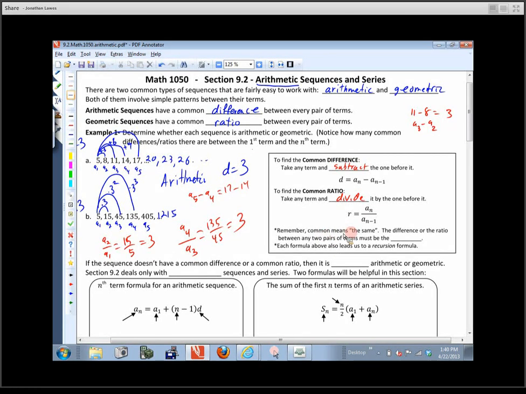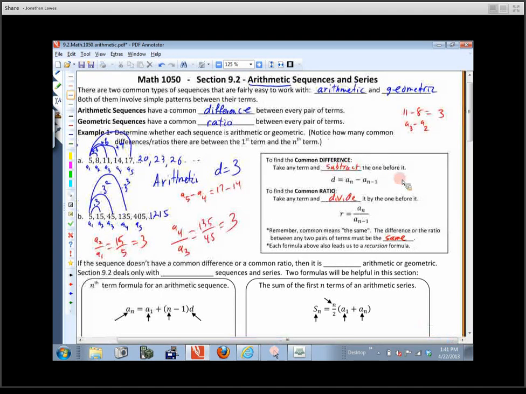Remember, common means the same. The difference or the ratio between any 2 pairs of terms has to be the same in order for it to be a common difference. And if you think about it, each one of these terms could be adjusted to make a recursive definition, or in other words, a recursion formula, the way this book says it.